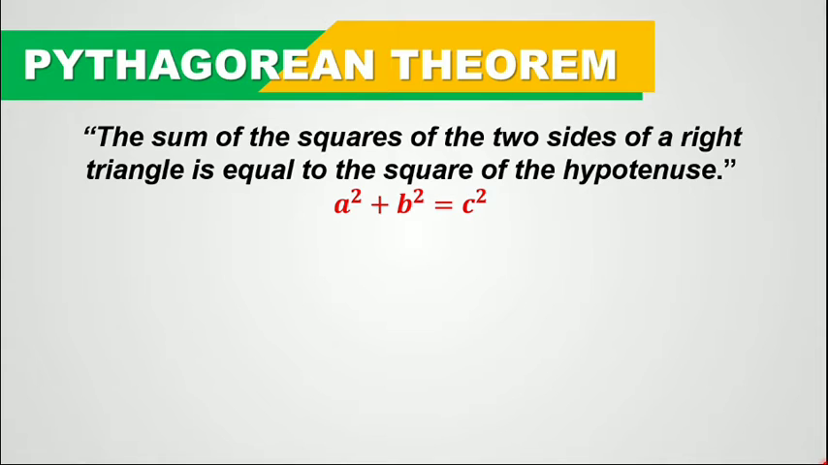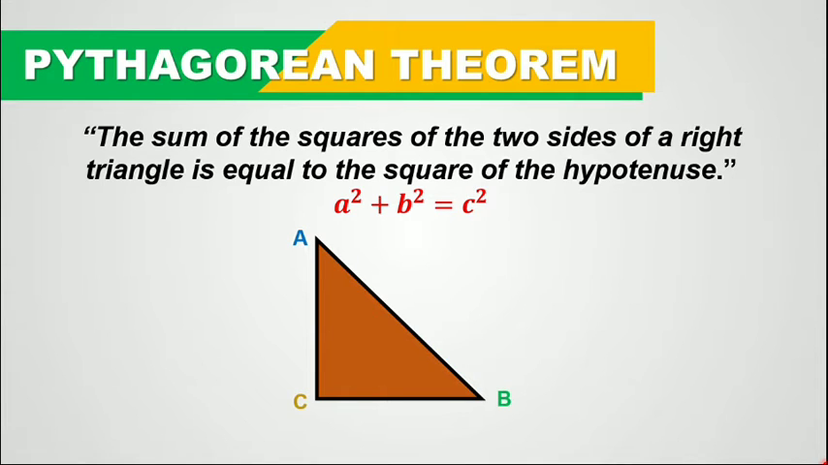So let's recall that in a right triangle, for example, we have right triangle ABC with the right angle at C. The sides adjacent to the right angle are called the legs. So A and B are the legs of this right triangle, while the side opposite to the right angle is called the hypotenuse. And the hypotenuse is also the longest side in a right triangle.